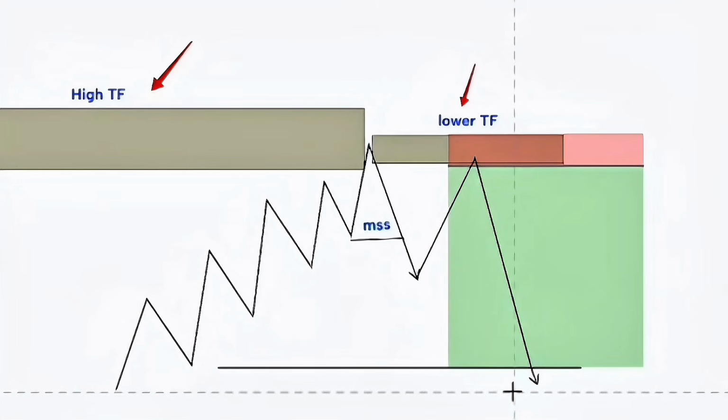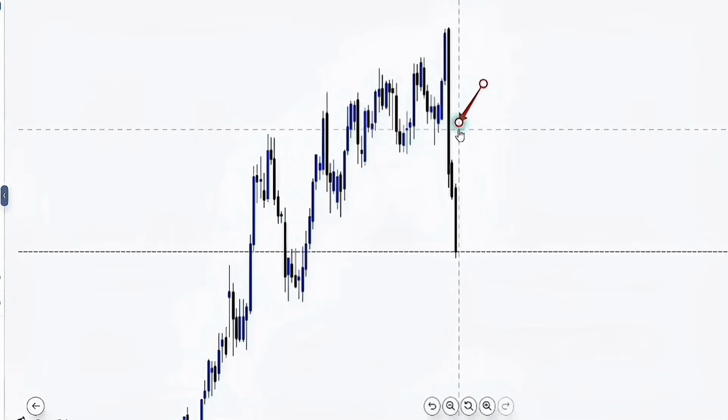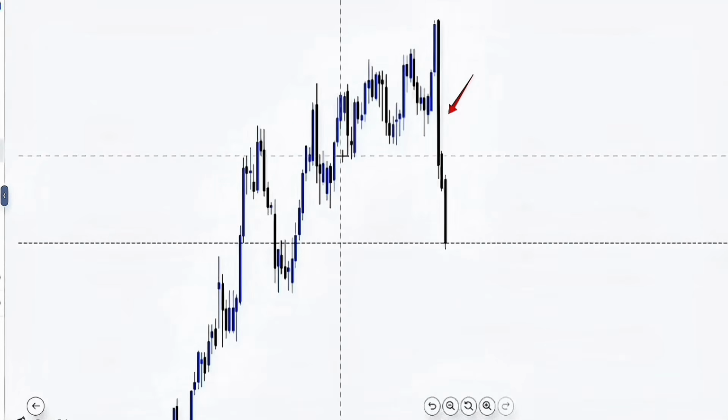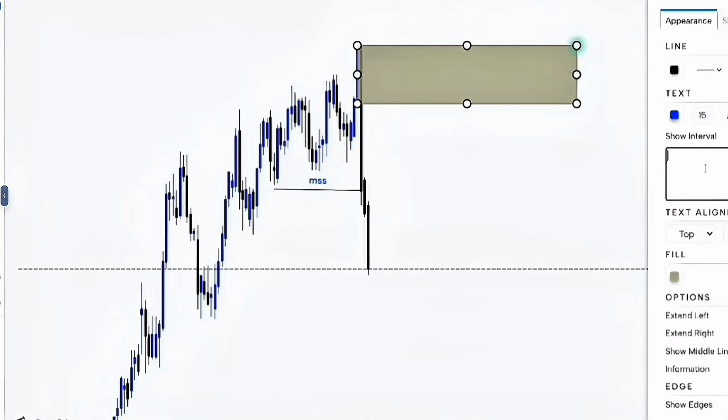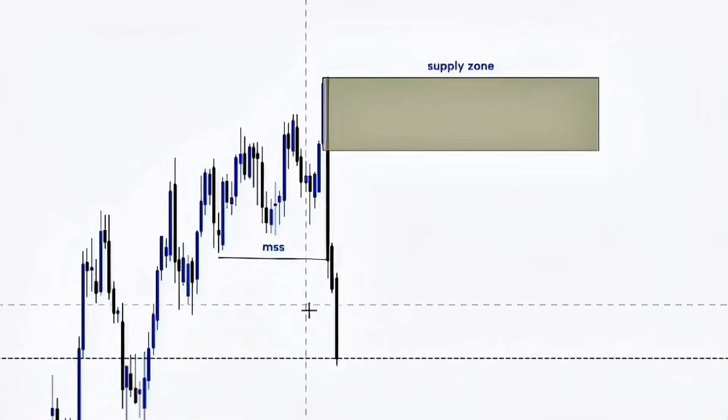Now that you understand the idea, let us see how it looks on a real chart. This is AUD/NZD on a daily time frame. The first thing I notice is this strong bearish move. Just before that drop, we have a supply zone. Since I trade the minor supply, this becomes my higher time frame POI. If you use a different strategy, simply replace it with your own point of interest.